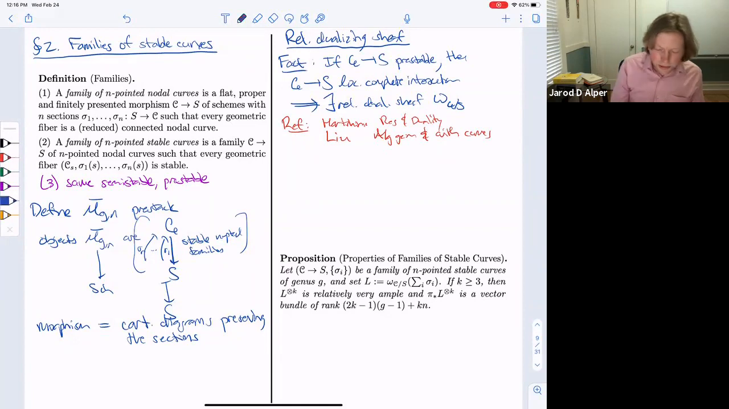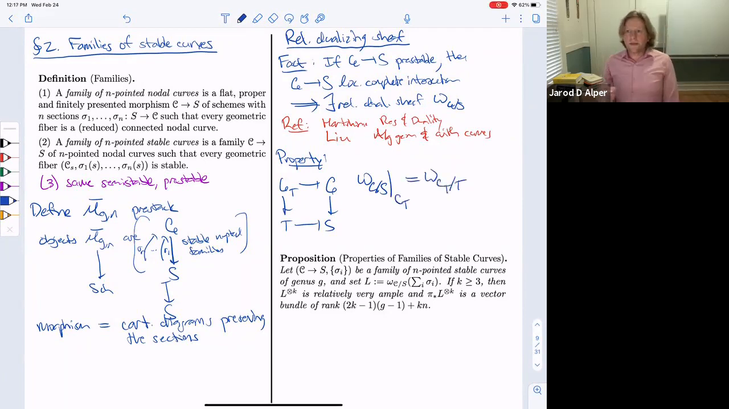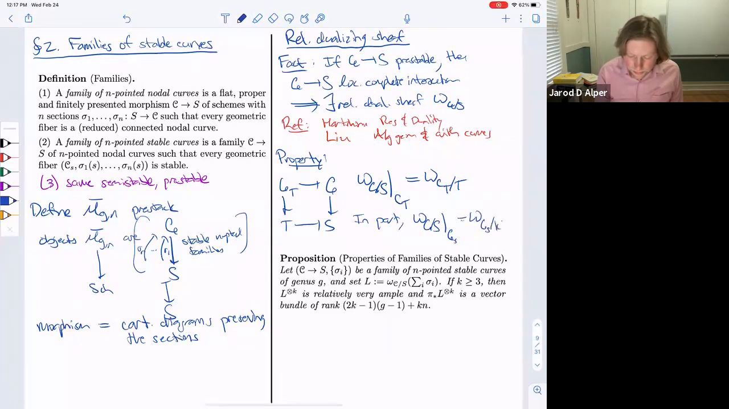And the main property you need to know is that if you have a family of curves over S and a base change, then if I take the relative dualizing sheaf and pull it back to C_T, it's isomorphic to the relative dualizing sheaf. In particular, if I take the relative dualizing sheaf and restrict it to a fiber, then I get the dualizing sheaf of that fiber.